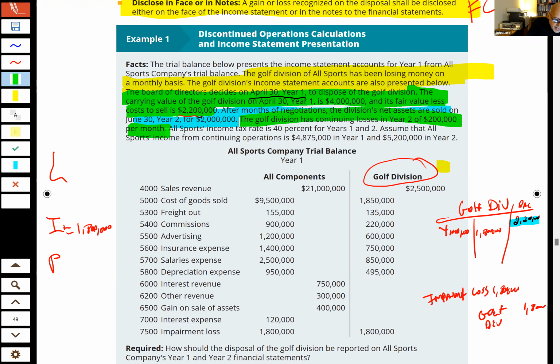They give us the tax rate. We need to know the tax rate because we have to report everything net of tax, and assume that All Sports income from continuing operations is 4,875,000 and 5,200,000 in year one and year two respectively.